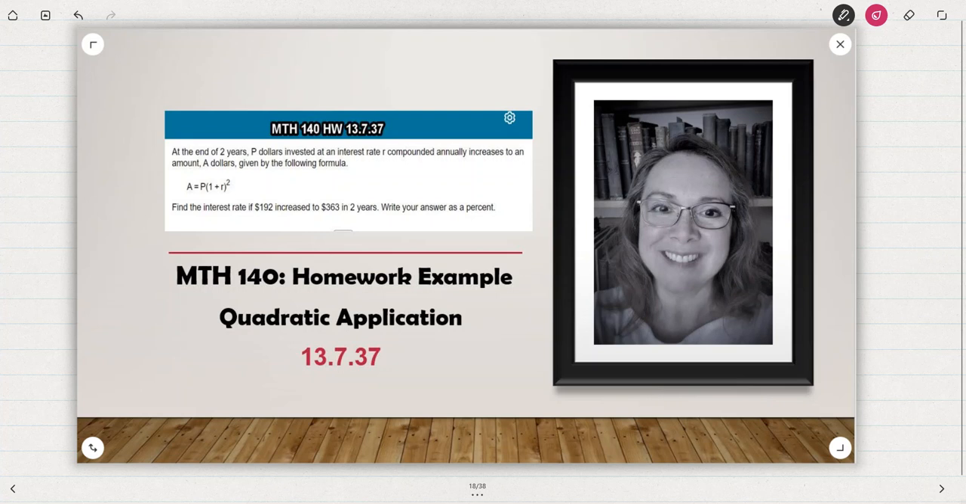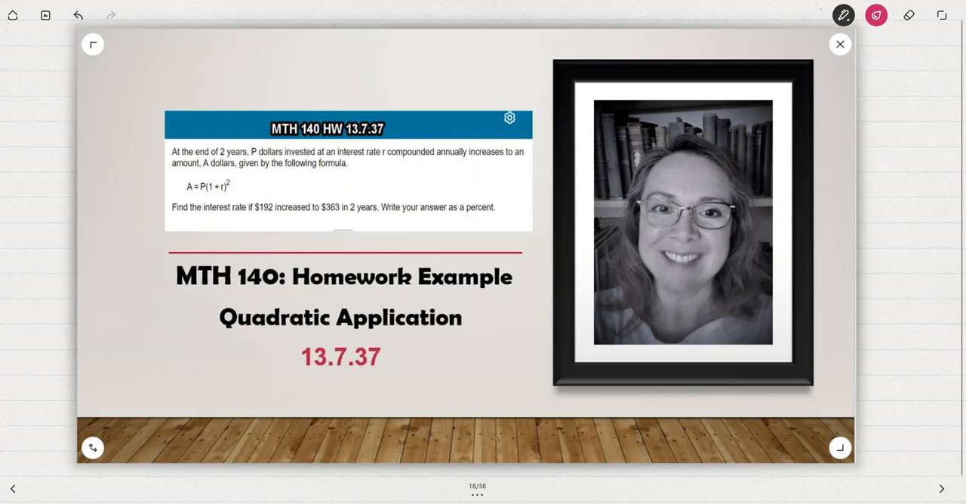In this example, we'll look at how to solve an application problem that's going to require solving a quadratic, or using a quadratic expression. We're going to start by looking at the formula that we're given and filling in what we know.